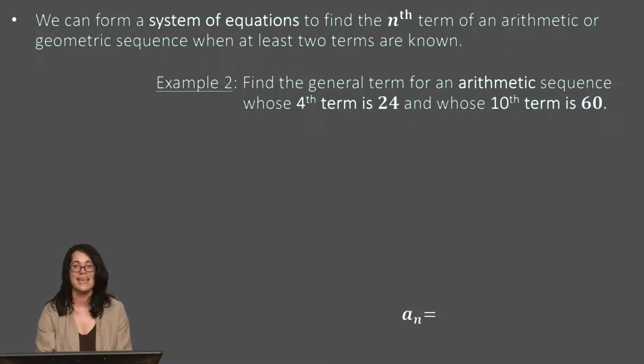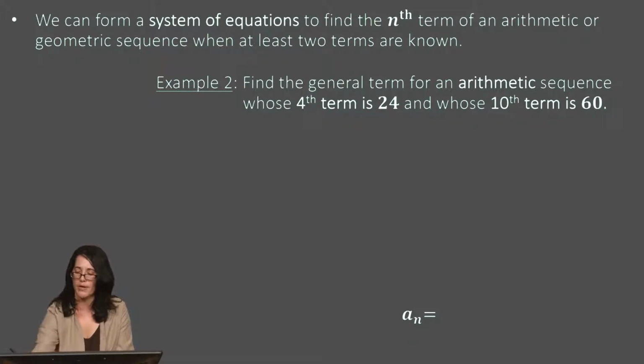There we go. In this example, instead of me giving you the first 4 terms of the sequence, I give you 2 random terms of the sequence and tell you, please find the general term for this type of sequence. So let's take a look at what I mean. In example 2, we say, find the general term.